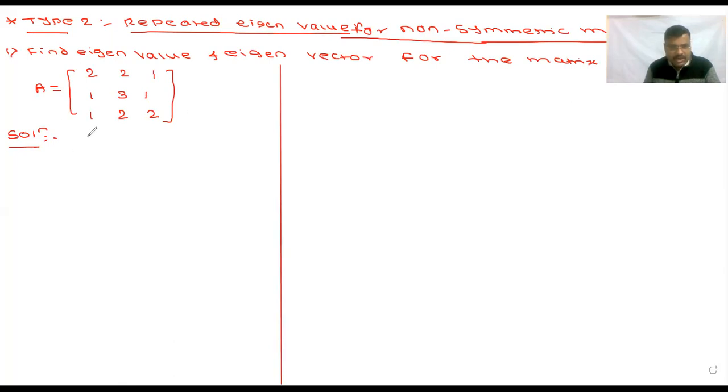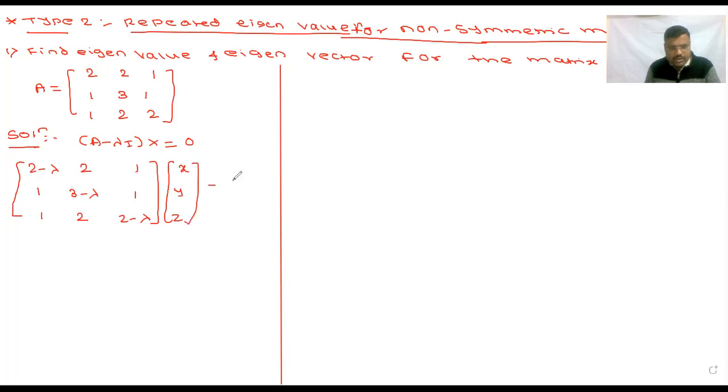Characteristic matrix. What is that? A minus lambda I times x equal to 0. So we write down A minus lambda I: 2 minus lambda, 2, 1; 1, 3 minus lambda, 1; 1, 2, 2 minus lambda, times x, y, z is equal to 0. Call this equation number 1.